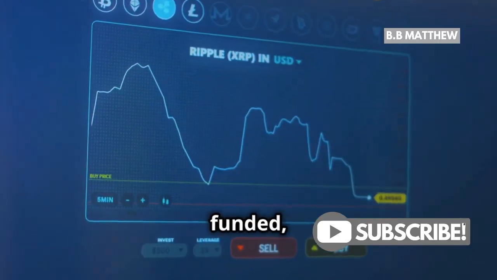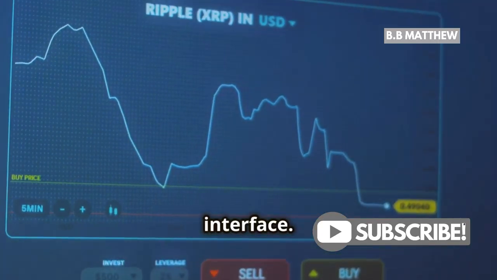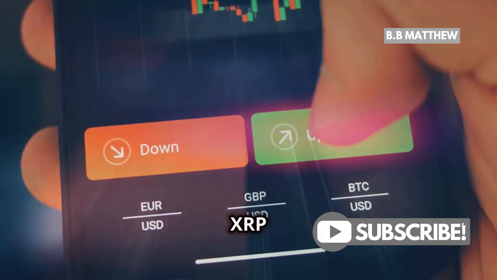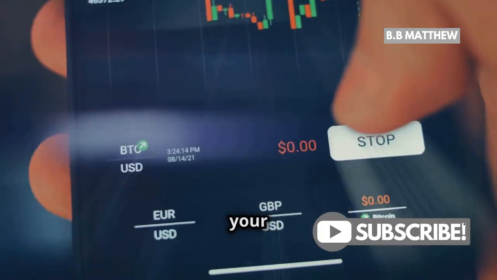Now, with your account funded, navigate to the trading interface. Search for the XRP USD market or any other XRP pair you prefer. Ready to place your order?